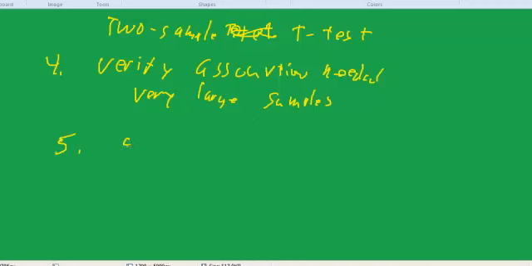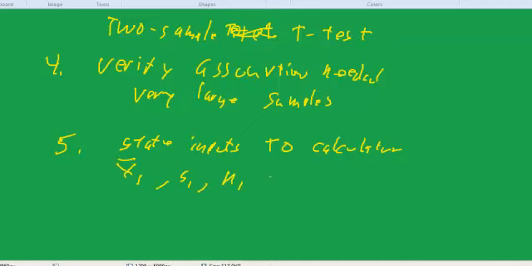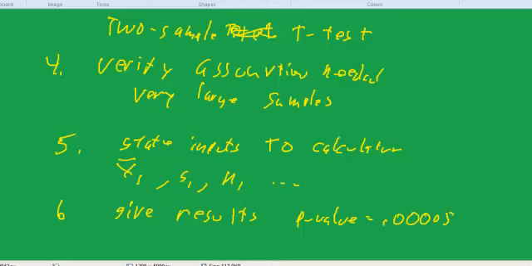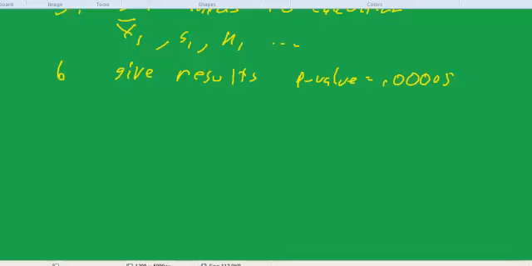Step 5, state the inputs. If you're using the calculator, give the inputs to the calculator. So that would be, remember, we had our x bar 1, s1, n1, and so on. Finally, give the results. In this case, our p-value was 0.00005. Then draw a conclusion.